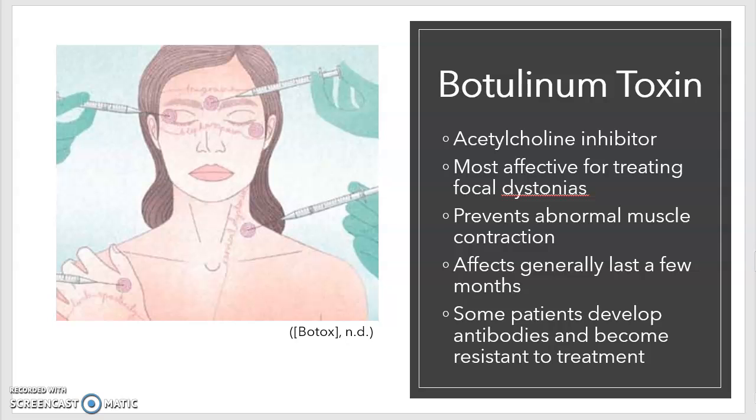With botulinum toxin, this treatment has proven to be most effective for certain types of focal dystonias. It works by inhibiting the release of acetylcholine into the neuromuscular junction, which relaxes the abnormally contracting muscles. Injection of botulinum toxin directly into the affected muscle can prevent muscle contraction and alleviate symptoms of dystonia.